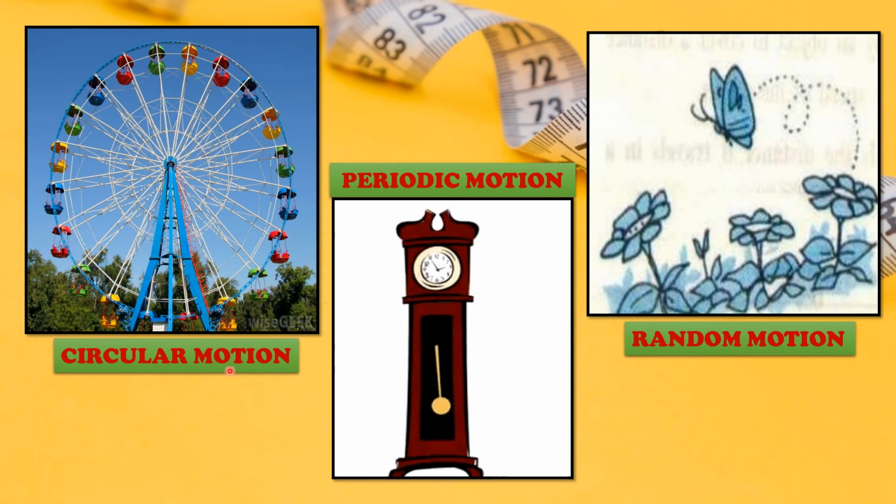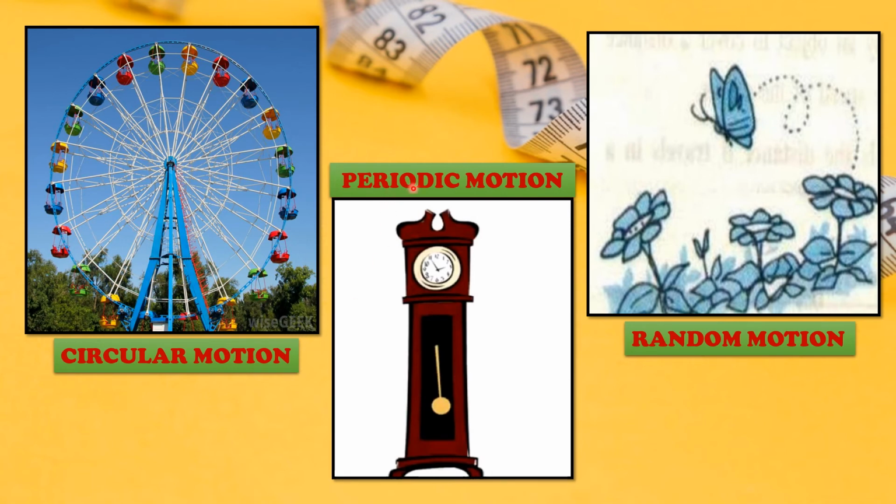Next motion is circular motion. Just observe a fan. It is fixed at one point and it follows a circular path. So, a motion in which all points of an object move around a fixed central point is called circular motion. For example, wheels of a moving vehicle, merry-go-round, spinning top, Earth's movement on its axis. These are examples of circular motion.